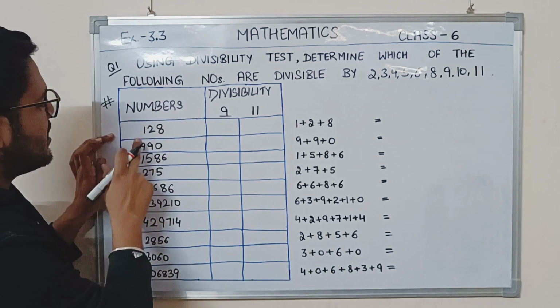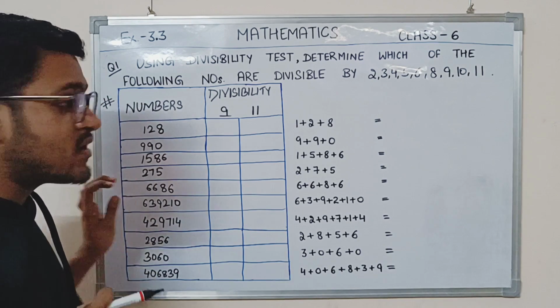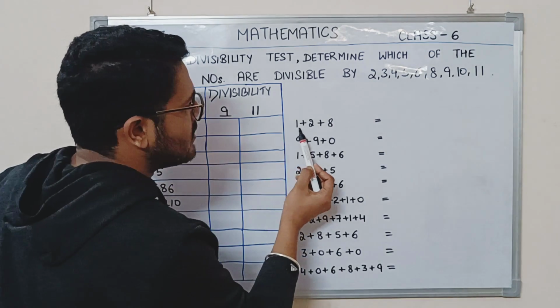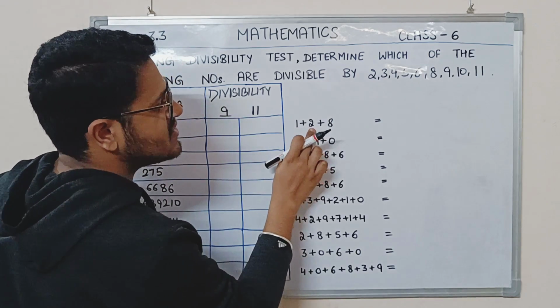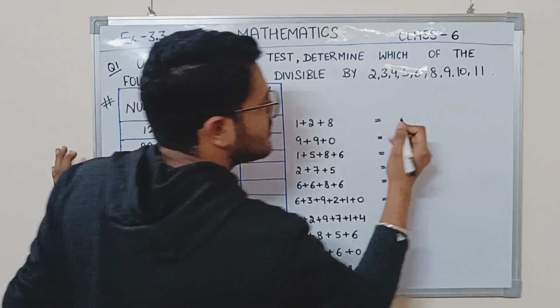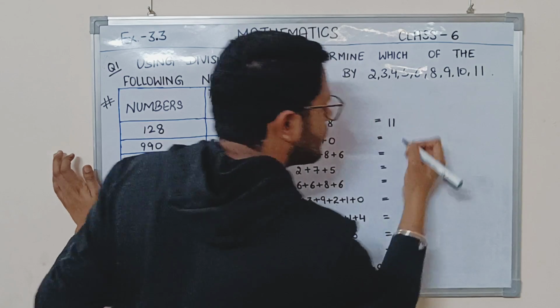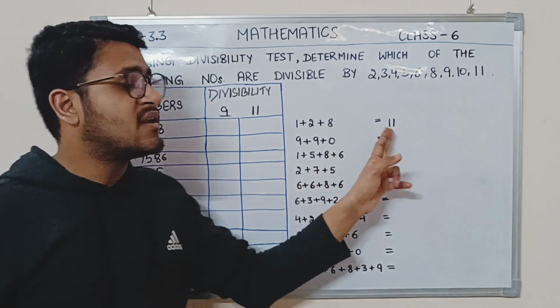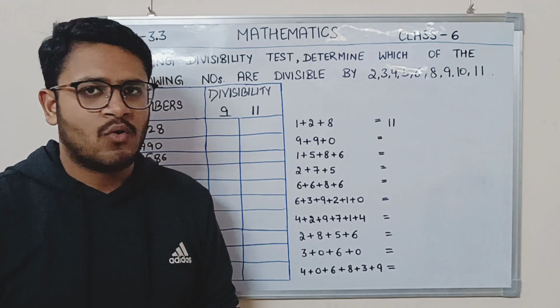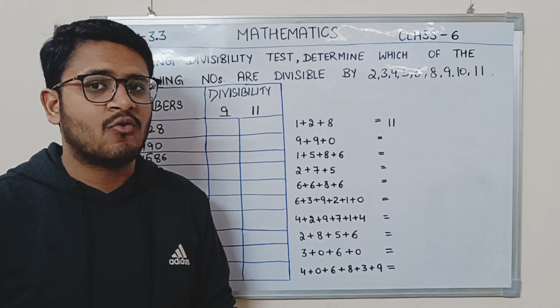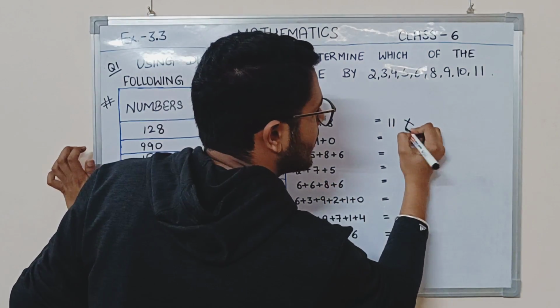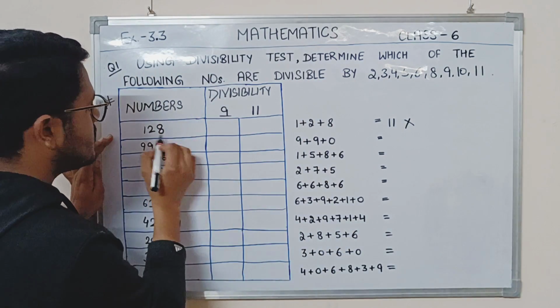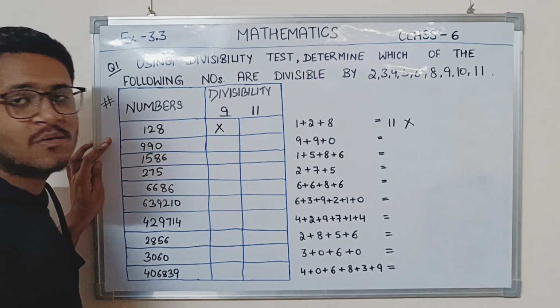First number is 128. We will do 1 plus 2 plus 8. So 1 plus 2 is 3, 3 plus 8 is 11. Now tell me whether 11 is divisible by 9. No, because 9 ones are 9 and 9 twos are 18. So if this number is not divisible by 9, therefore this whole number is also not divisible by 9.